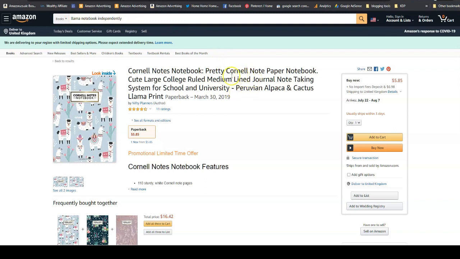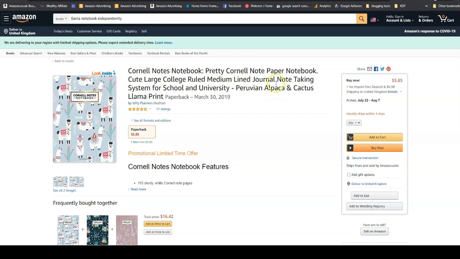But let's have a look at the rest of it. Pretty Cornell note paper notebook. Now you don't need to repeat that because you already have notebook here. Why put it in the subtitle? So I don't understand that. Notes and note, Amazon will index notes and note as the same word, really. So there's no reason to repeat that. There's no benefit. Cute, yes, you could have pretty, cute. It's okay, you can leave that in. Large, yes, you could leave large in because it describes the book.